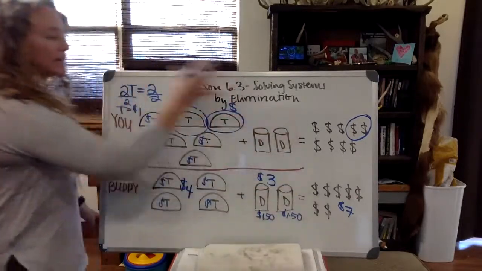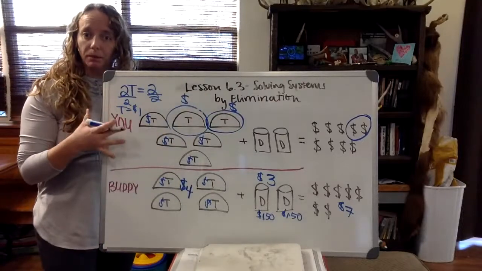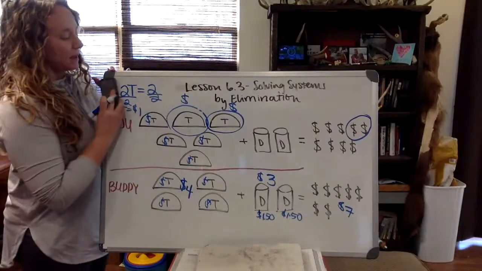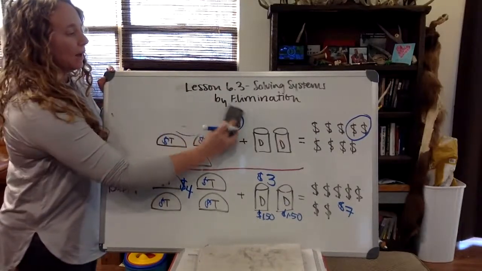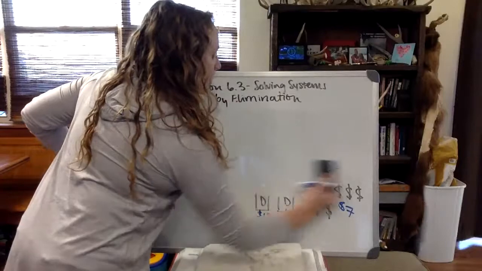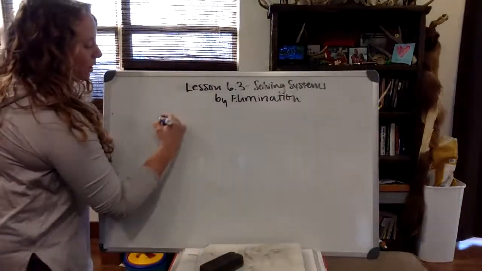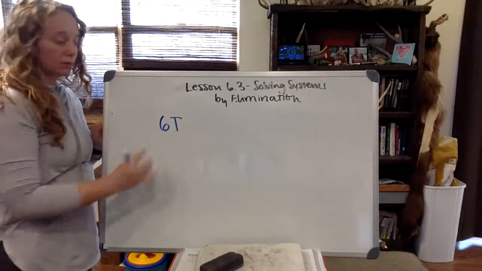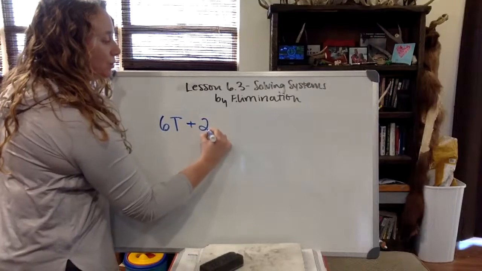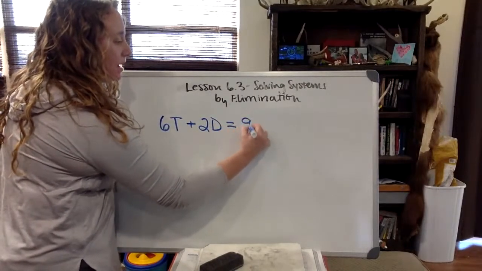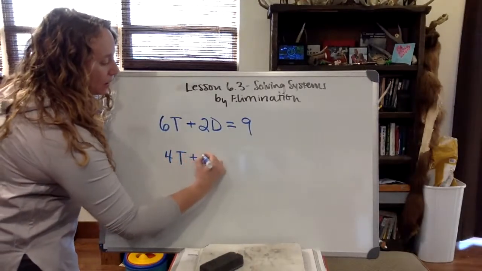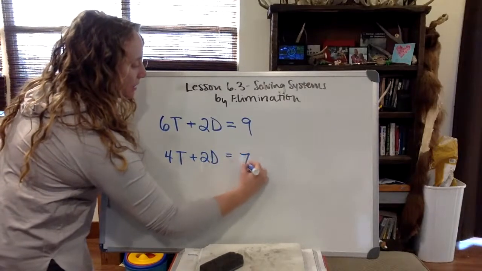Now, let's put this scenario and actually show the numbers that go along with this conceptual understanding that we hopefully just saw. Essentially, this is what is happening. You had 6 tacos. We don't know how much tacos cost. So we have 6 times the cost of the tacos plus 2 times the cost of the drinks is equal to $9. And your buddy had 4 tacos plus 2 drinks, and that cost them $7.